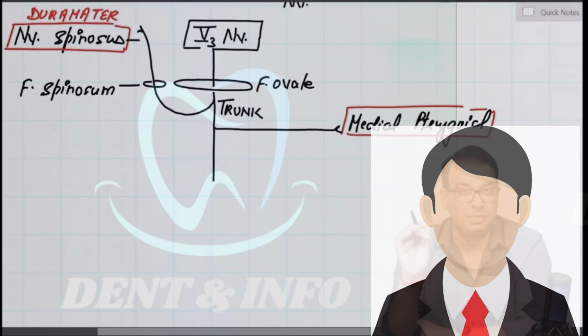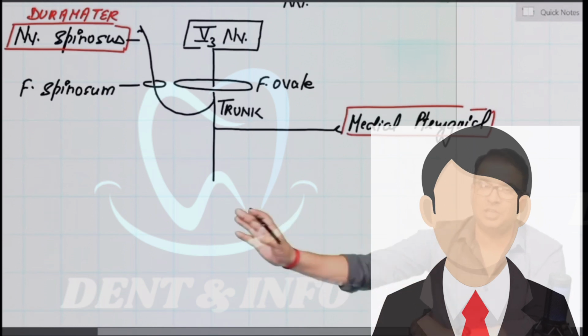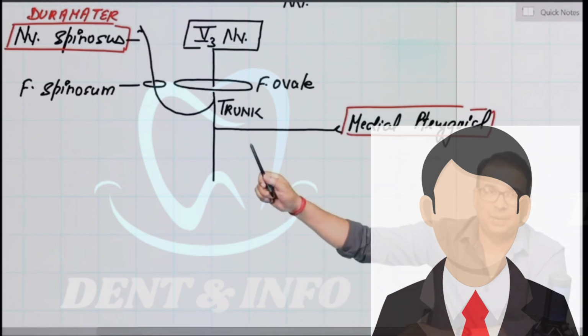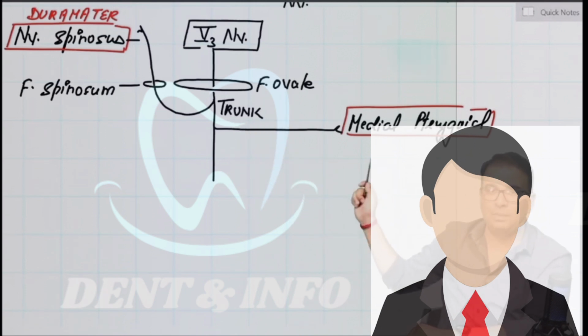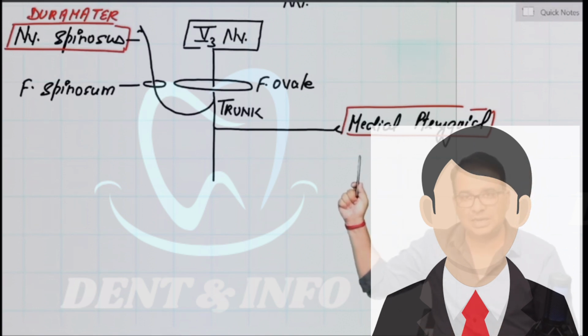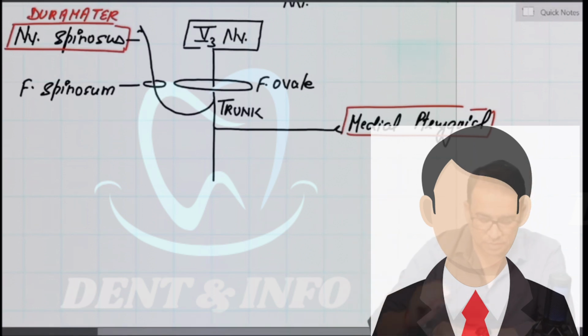But we are talking about the trunk only right now. The division hasn't even come up yet. So the trunk gives off a branch called the nervus spinosus. The trunk supplies only one muscle of mastication. Very important question: the trunk supplies only one muscle of mastication, and that is the medial pterygoid.